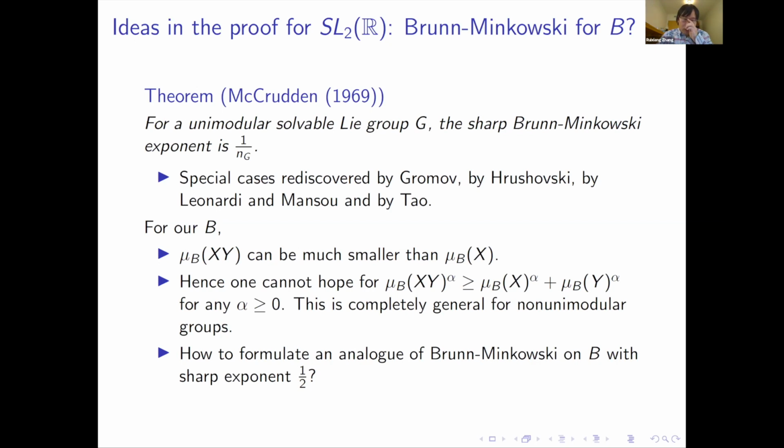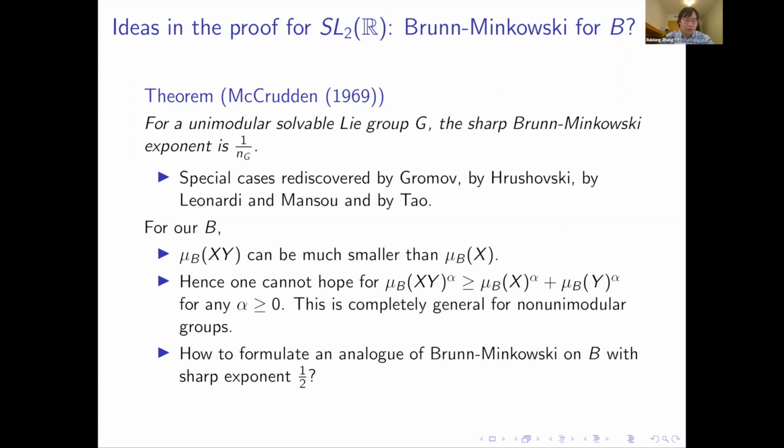Okay, but our case is we're facing a non-unimodular group, and this can cause a lot of pain. For example, if you just look at the left Haar measure, then the left Haar measure of xy is bigger than mu B of y, the left Haar measure of y, but can be much smaller than that of x. And as a consequence, you cannot hope to have the same inequality for the left measure only, for any alpha bigger than 0. And this is completely general. So for any non-unimodular group, you cannot hope for a Brunn-Minkowski only involving the left Haar measure for any positive alpha. So this is just impossible. You can have it for alpha equal to infinity, but you cannot hope to have it for alpha less than infinity. But the trivial one isn't very useful.